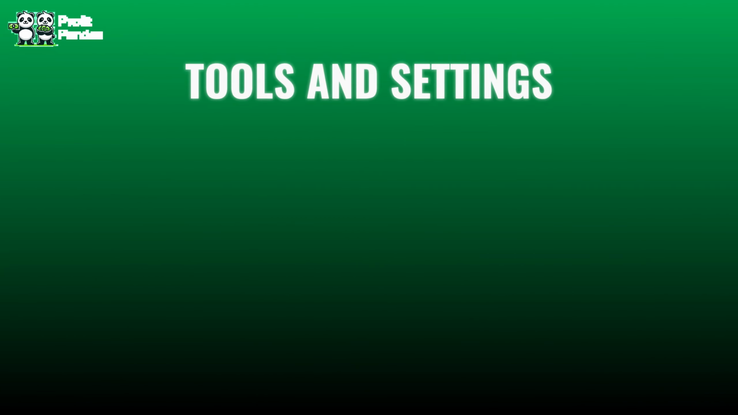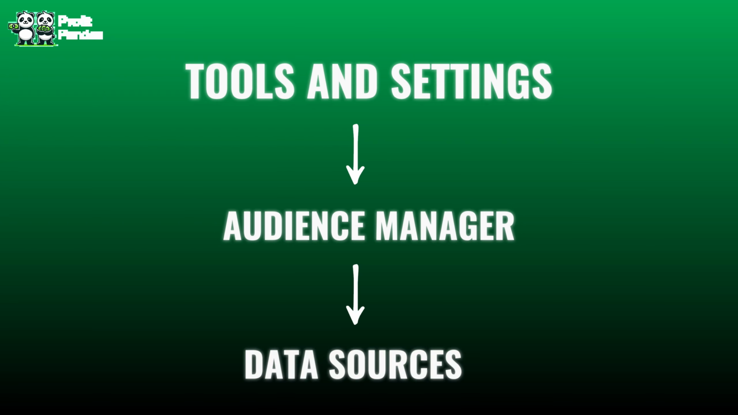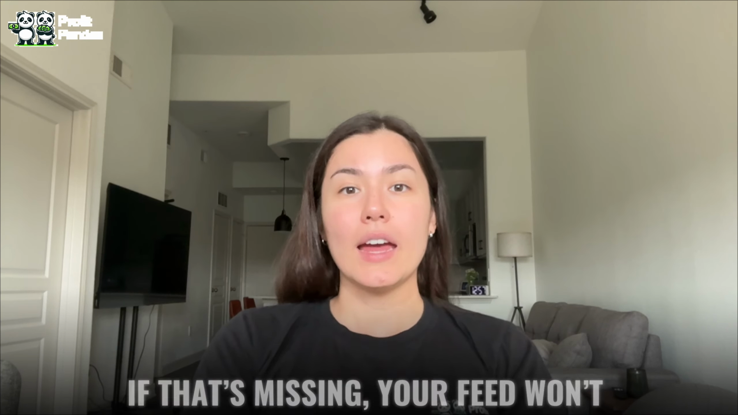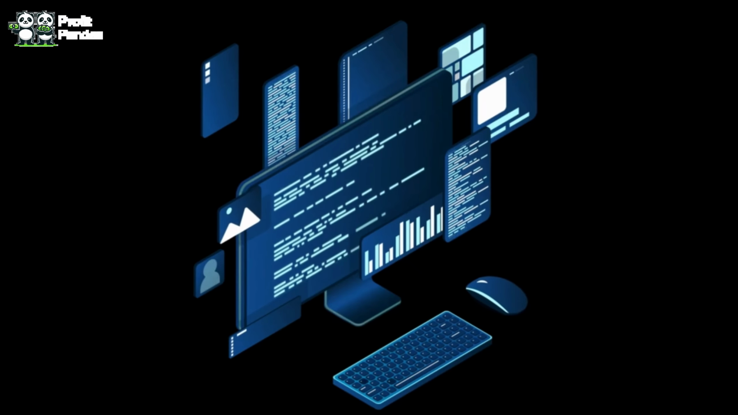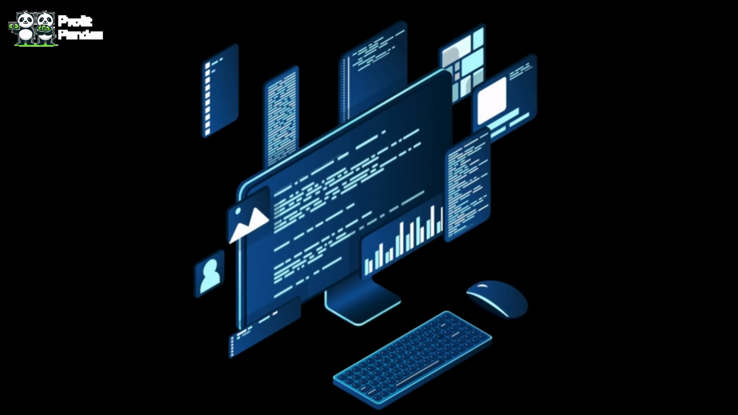or purchase. What you will do is open Tools and then Settings in your account, and then Audience Manager, and then Data Sources. Check that your Google Ads tag is firing, and most importantly, that you see the ID parameter coming through. If that's missing, your feed won't match products to visitors. And a pro tip is to make sure you're seeing at least 10 active hits, ideally hundreds. That tells you the system has enough volume to actually serve dynamic ads.